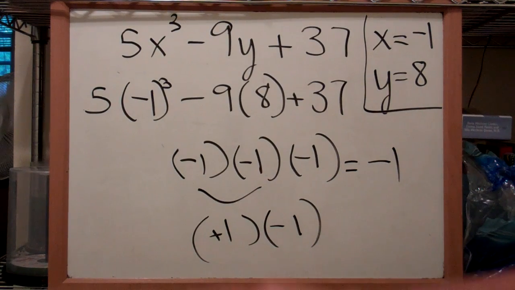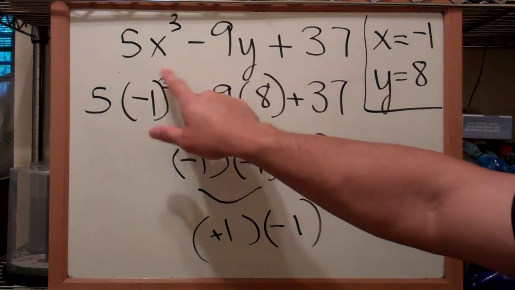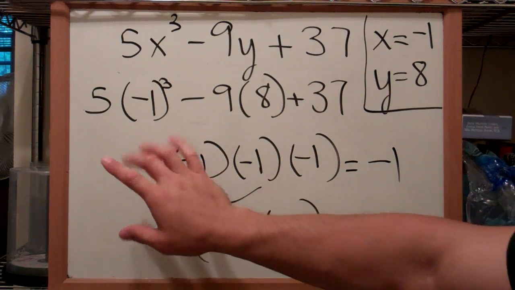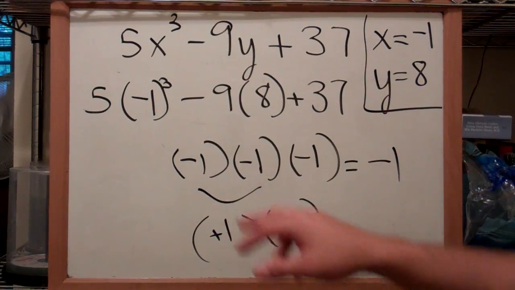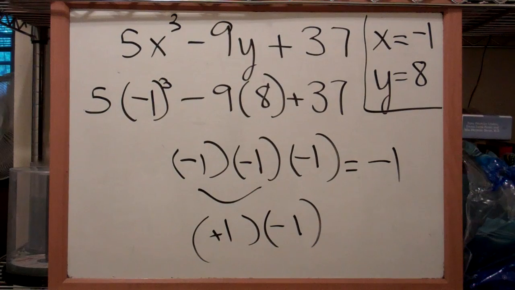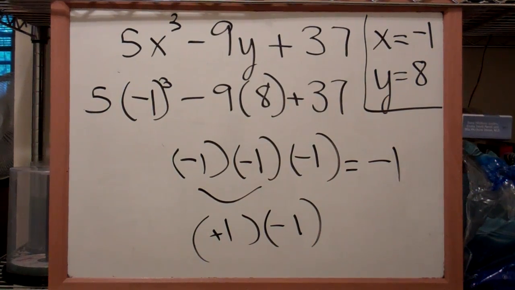A lot of students want to take negative 1 times 3 and say this is equal to negative 3, but that is incorrect. That would be if you're multiplying the 3 and the 1. Here, the 3 is indicating an exponent. So it tells you how many times to multiply negative 1 by itself.